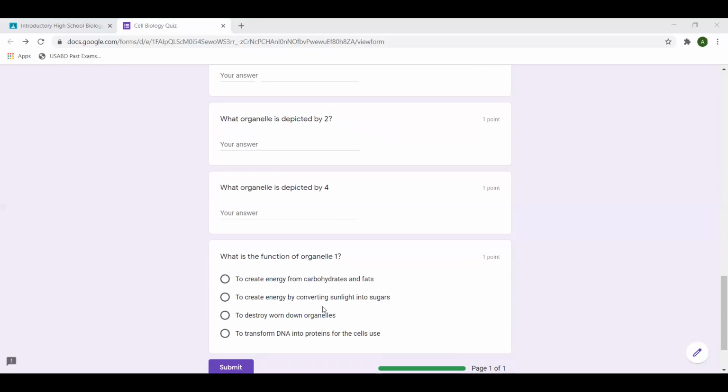Create energy by converting sunlight into sugars is photosynthesis, which is in the chloroplast. That's what we're going to talk about today. To destroy worn down organelles, that is the function of the lysosome. And then finally, to transform DNA into proteins for the cells to use. Remember, that was in a previous question, and that was the ribosome.